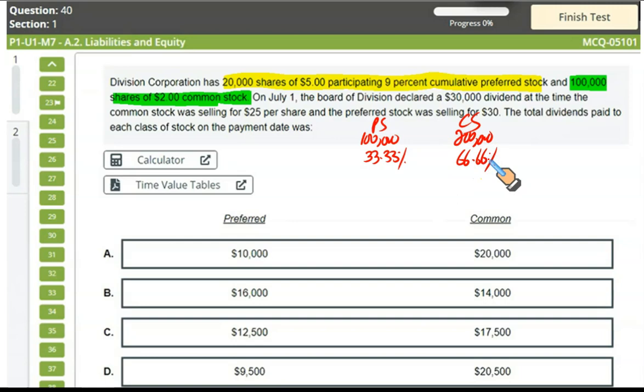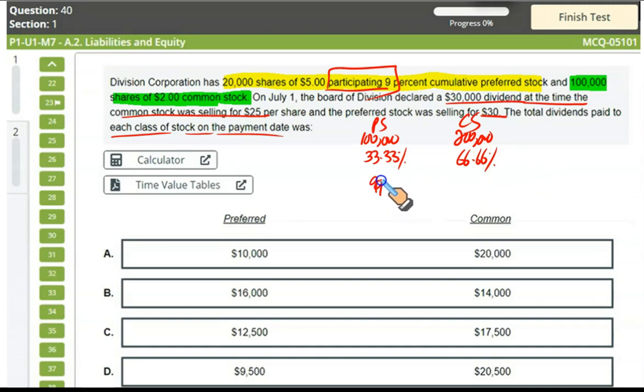Okay. Now what it says, on July 1st, the board of directors declared, please remember these cumulative stocks are participating. They participate in profits other than the fixed dividend they get. So on July 1st, the board of directors of this company declared a $30,000 dividend. At the time the common stock was selling for this and preferred stock was selling for this. We don't know and we don't need this at all. The total dividends paid to each class of stocks on the payment date was, first of all, you have the 9% dividend rate on preferred stock, 9% of 100,000, that is 9,000.